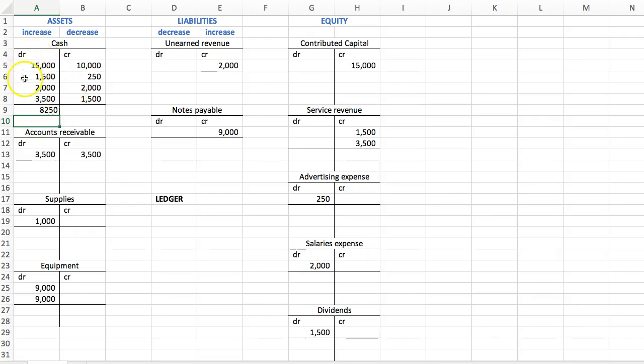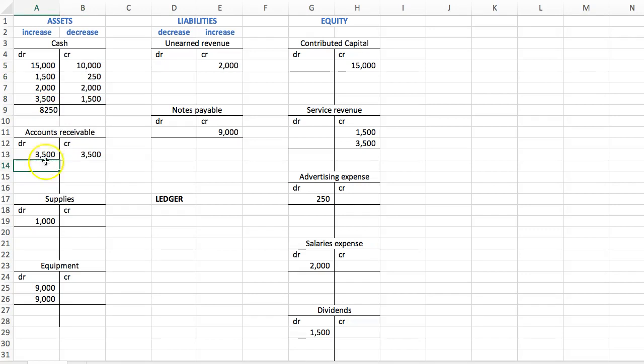So what does this show us here? On the debit side, I have all of the increases in cash. This is all of the cash received by my business during this month. On the credit side is all the decreases. This is all the cash paid by my business this month. So I can now find out how much cash I have left. How much did I receive minus how much did I pay? This is my ending balance.